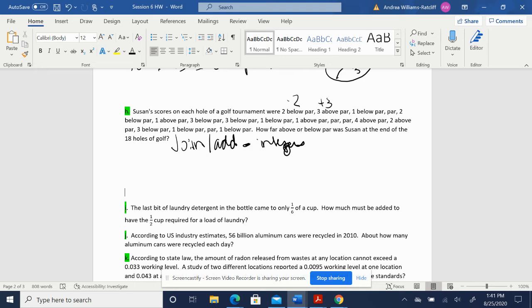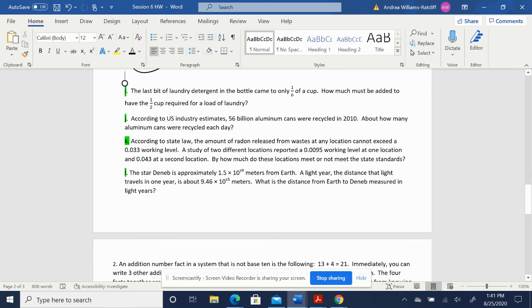Okay, altogether it should be -6. At the end, we get a result of -6 when we join all this. So what would this mean? She would be 6 below par. Okay, keep trucking. We're almost done with these.